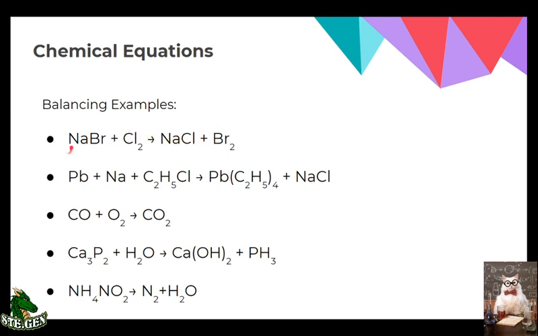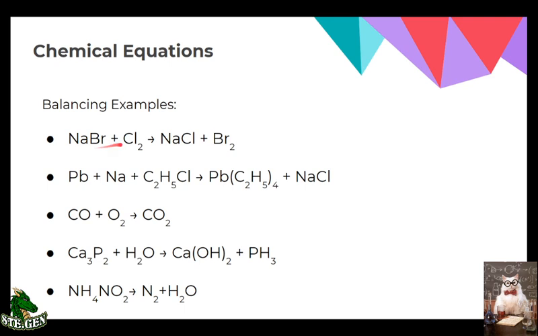So instead, we need to go through. We can't touch any of the elements that are in here. This is the reaction. It's NaBr, Cl2, making NaCl and Br2. All we can do is add numbers out front here so that we can change what the amounts of these things are, to get them to be balanced.